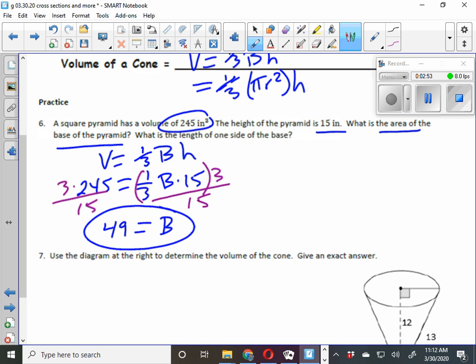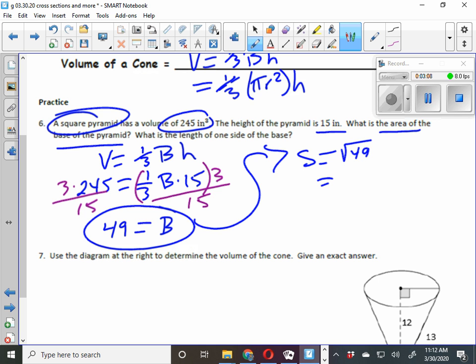Then they ask us what is the length of one of the sides of the base. Now, they said this was a square pyramid, right? If that's a square pyramid, then the side has to be the square root of 49, or 7. This should be inches squared for the area. Should always label them. This is just going to be inches. So those are our answers for those two.